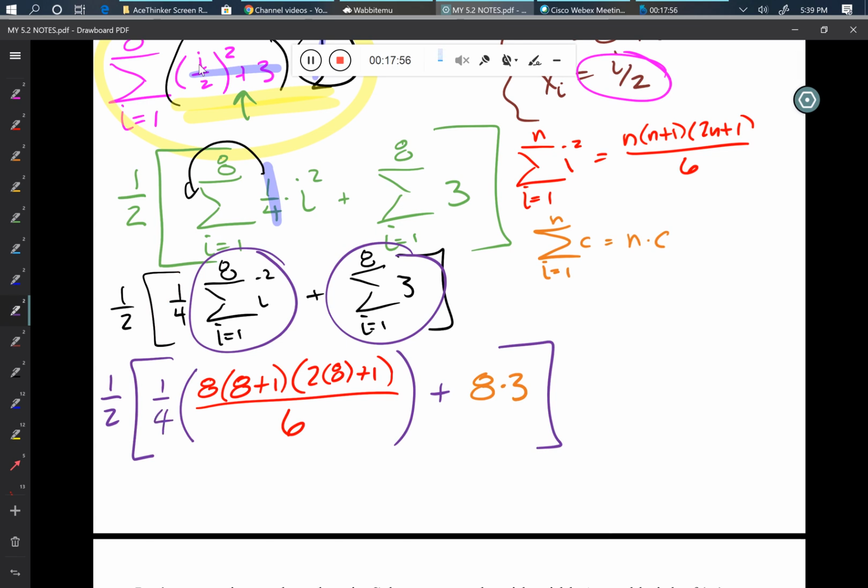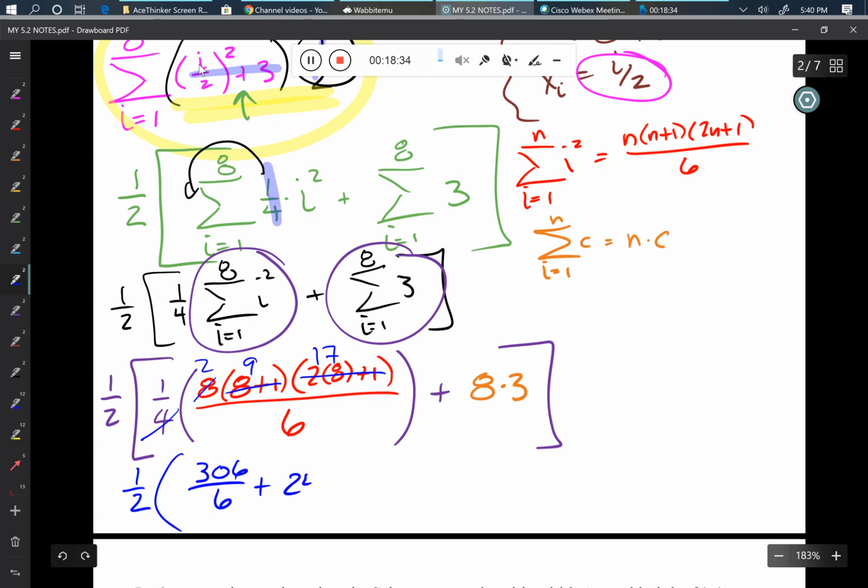So let's start doing a little bit of math. The 1/2 out in front I'm going to leave. But let's clean up this first one. This 4 and that 8, that's going to give me a 2. This is 17. This is 9. Okay. So we have 2 times 9 times 17 divided by 6. Okay. So I have 2 times 9 times 17. So 2 times 9 times 17 is 306 divided by 6 plus 24.